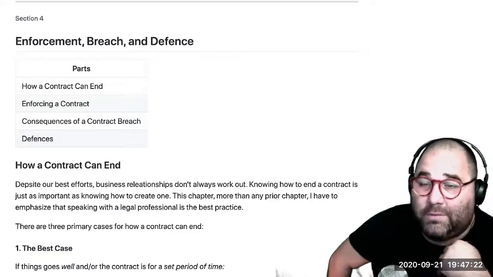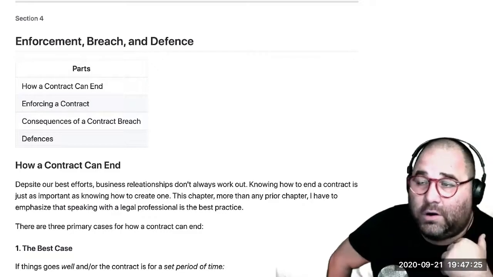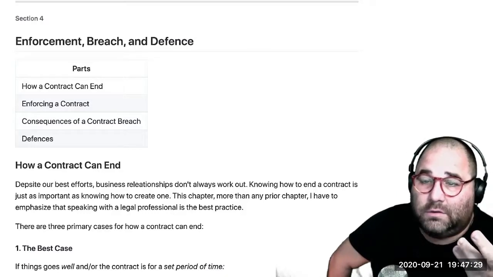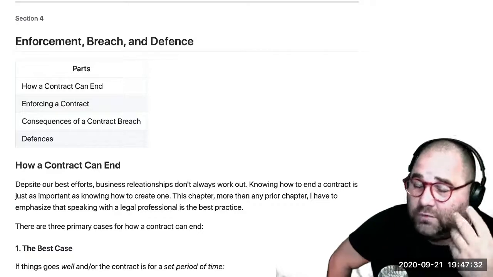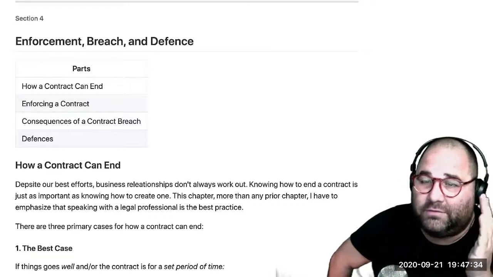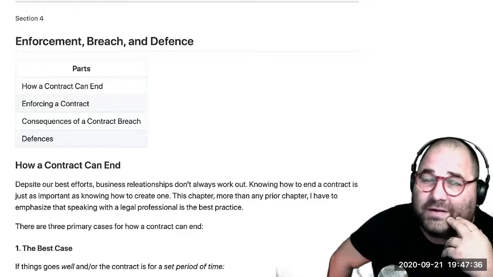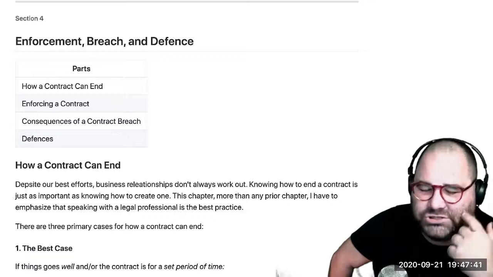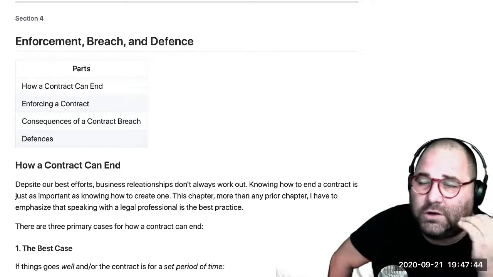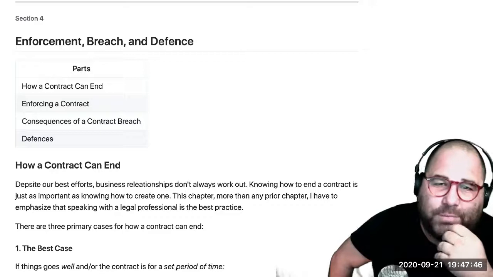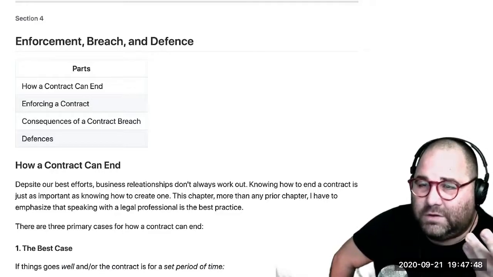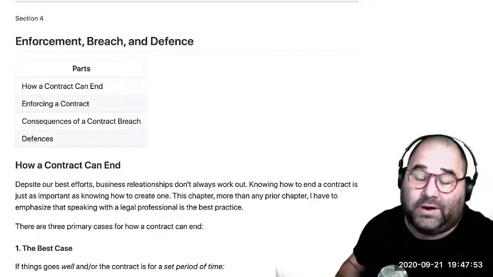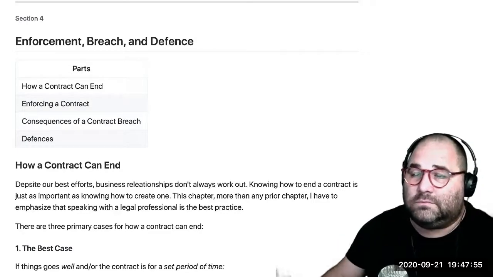Breach is about what happens when you or the other party break the contract. What happens when it goes wrong, whether it's your fault or not? What do you do when there's a breach of contract? What happens when the contract breaks? And then finally, defense. What are your defenses when someone says that you've breached a contract? How can you work against that? These are basically the responses that you have to make a contract work in daily operation. So let's just jump into it.